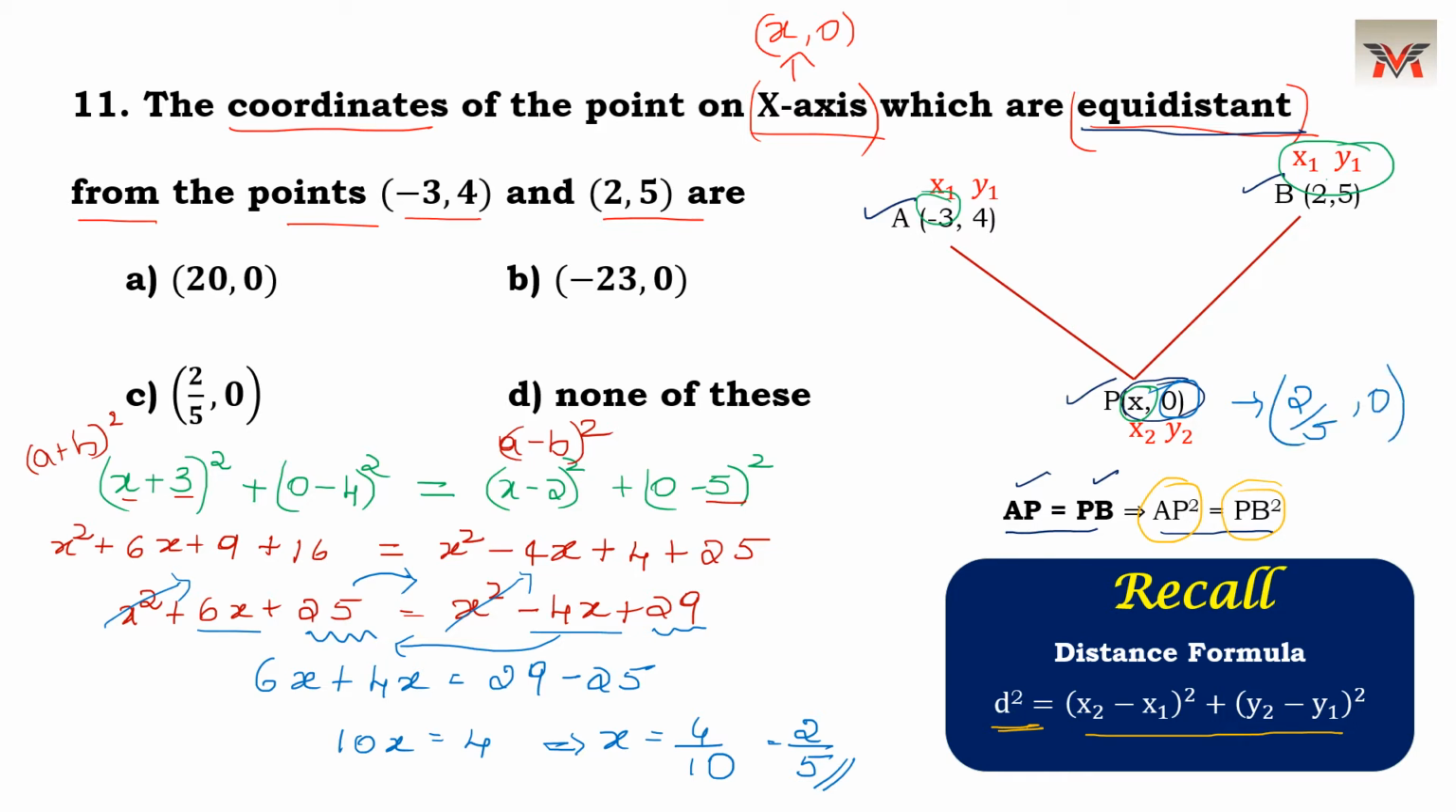So what is the correct answer here? The correct answer is option C, (2 by 5, 0). We'll move on to the 12th question.